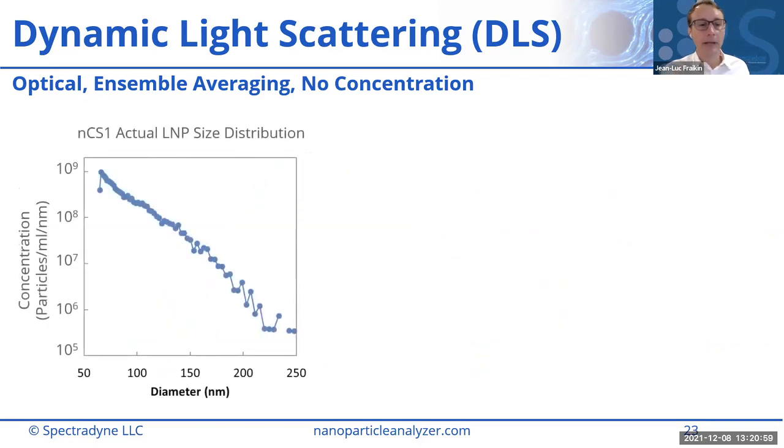So that was just polystyrene samples. Let's move to something more interesting and work from the other direction. So this time we measured the sample on the NCS1, and what I'm showing you here is the actual LNP size distribution. The size scale starts around 65 nanometers in this case. We're measuring particles up to 250 nanometers diameter.